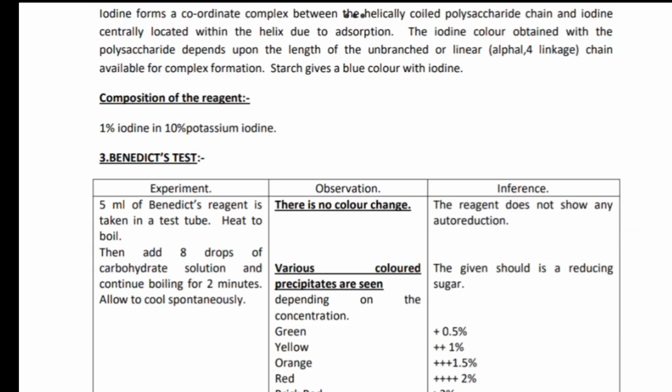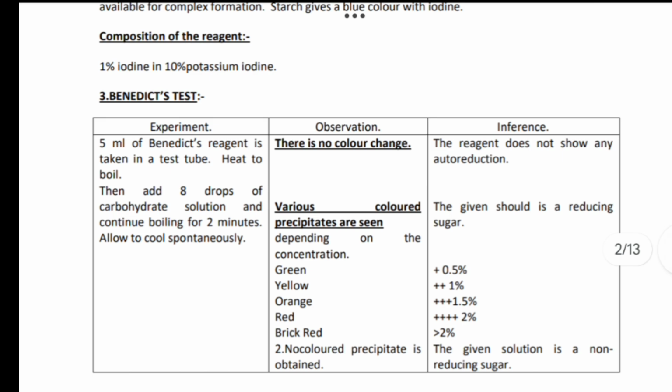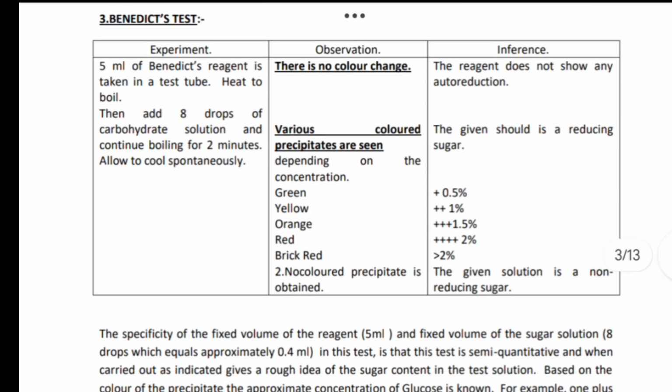Why is this a semi-quantitative test? This is because of the specificity, that is, a fixed volume of reagent and a fixed volume of sugar, that is 8 drops, which is 0.4 ml, is put, and then when this test is conducted, it gives a rough idea of the sugar content. That's what 0.4 ml, 8 drops, is giving a brick red. So you can just estimate the kind of sugar content in the test solution.